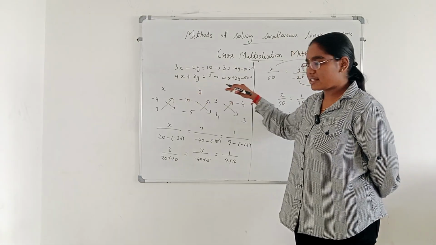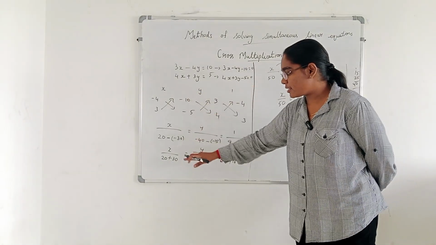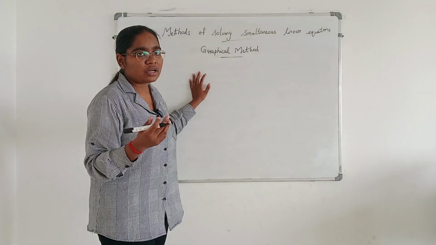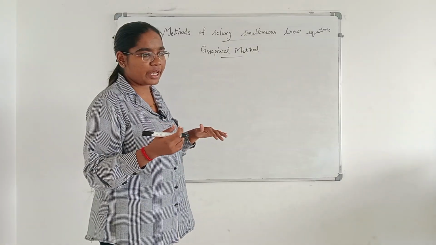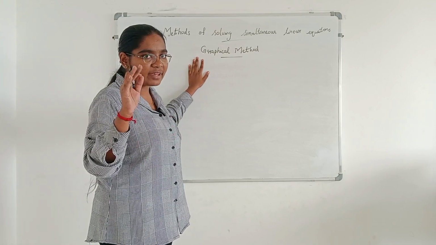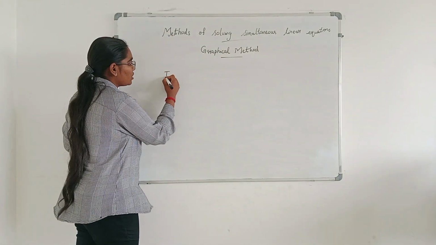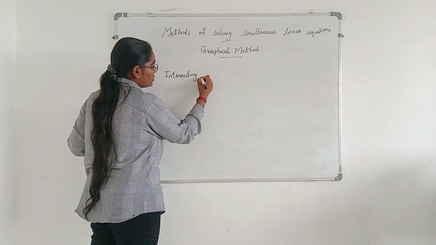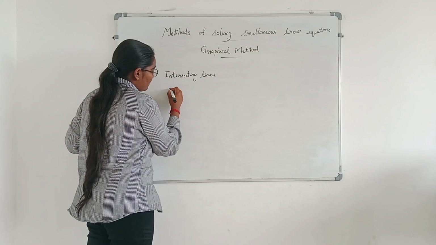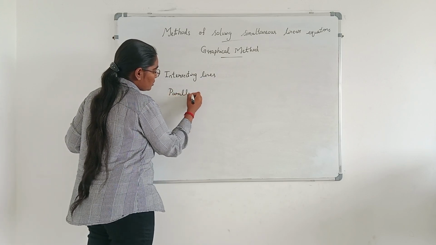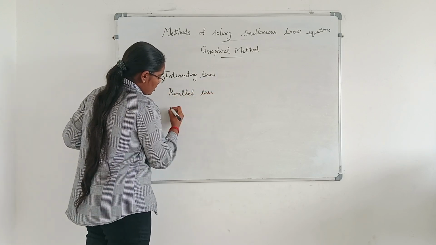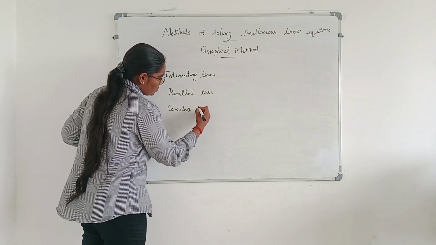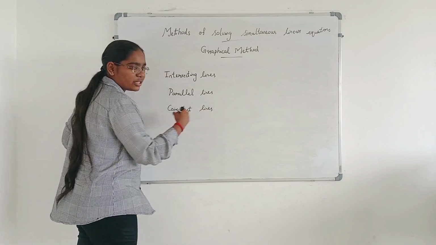First you have to arrange this properly, next you have to multiply, do subtraction, and finally compare. You will get the answer. Now we are going to learn the graphical method. Before learning the graphical method, we have to know three things: intersecting lines, parallel lines, and coincident lines.